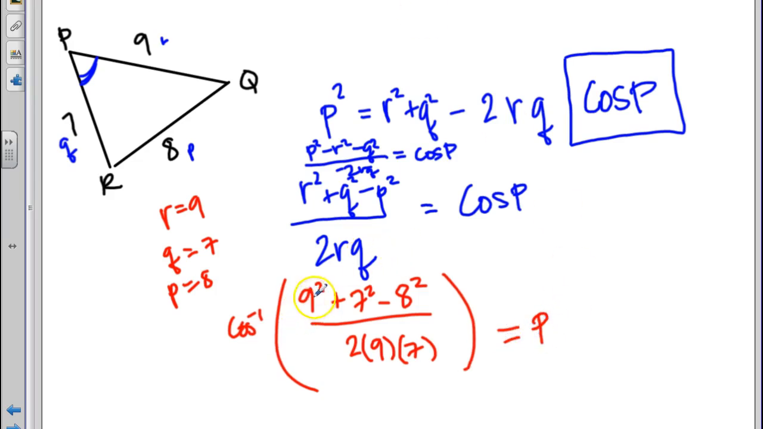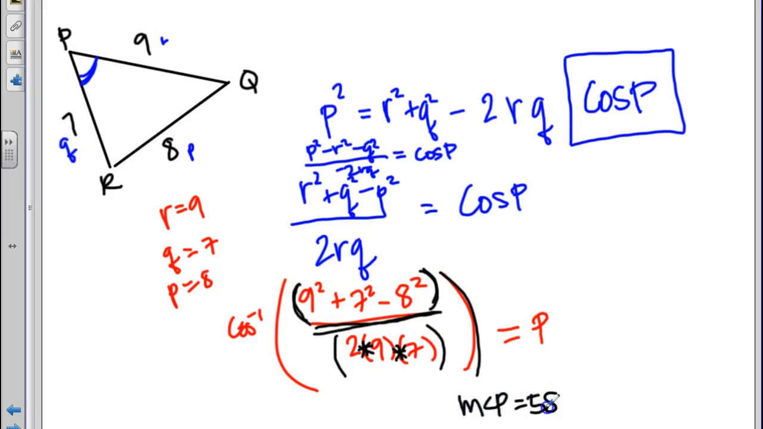So put this in your calculator, hit second cosine for cosine inverse. It'll throw a parenthesis, throw another parenthesis, 9 squared plus 7 squared minus 8 squared, close that parenthesis, hit the divided by key, open another parenthesis, 2, and you can just use the multiplication button here, 2 times 9 times 7, close it, close this one, hit enter. All right, you should get the measure of angle P is 58 degrees.